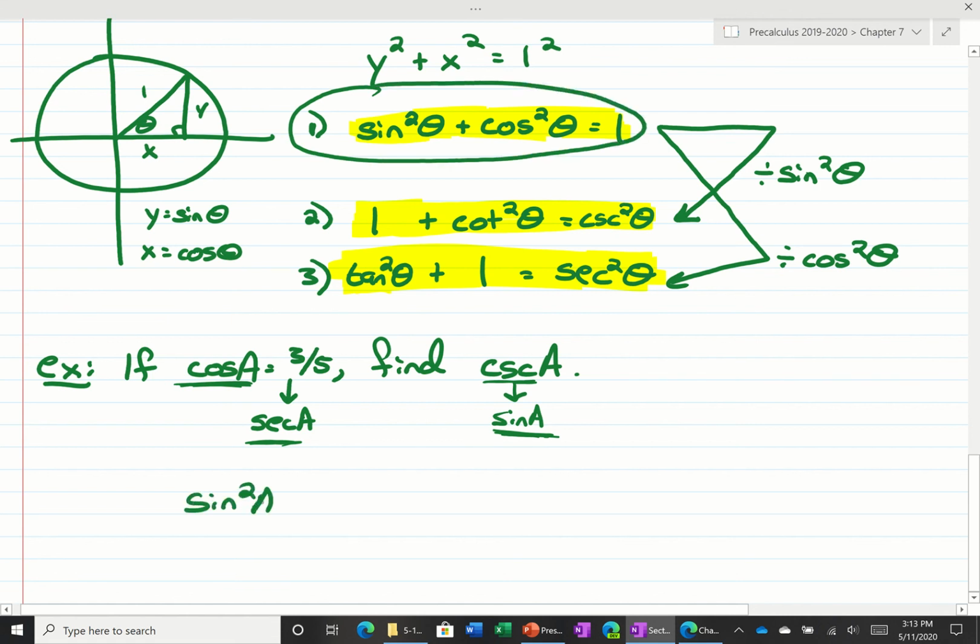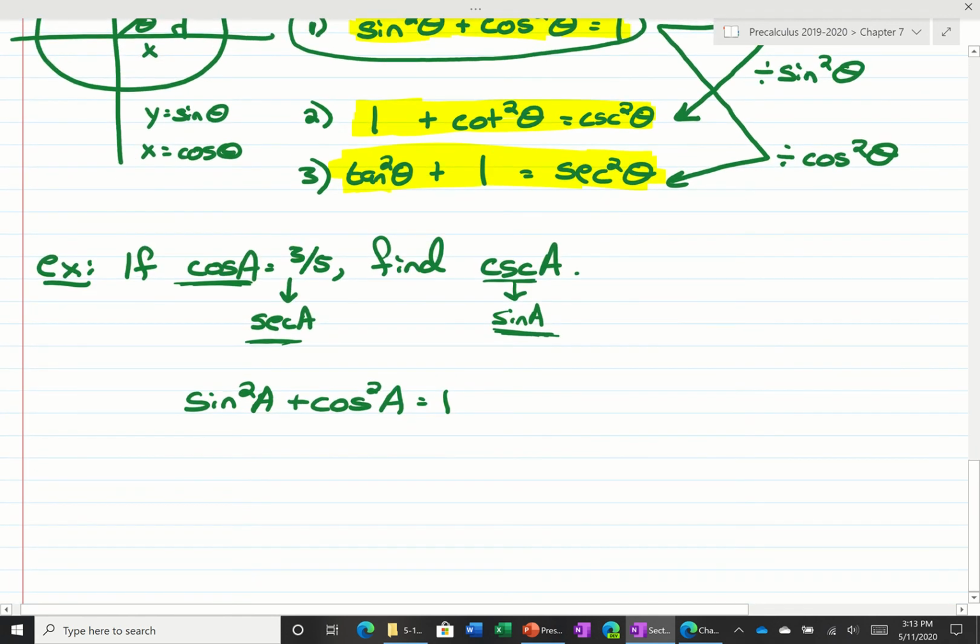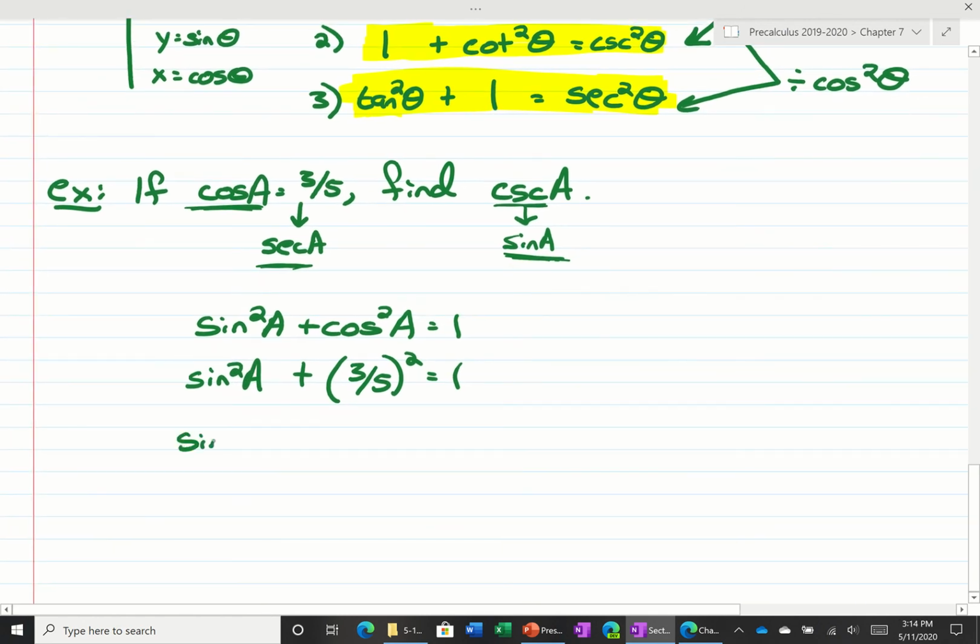This first formula, sine squared plus cosine squared is equal to 1, well, I could use that because if I know that cosine of A is 3/5, I could put that right here. And we want to find cosecant. So the game plan is we'll find sine, and then we'll convert that to cosecant. 3/5 squared is 9/25. 1 minus 9/25 is 16/25.